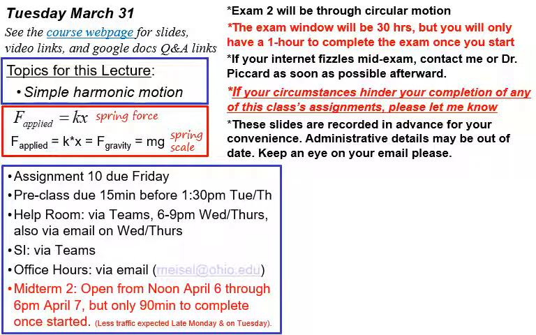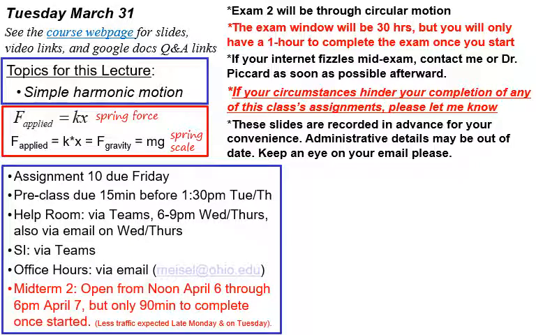Okay, the next big organizational thing is midterm 2. So originally this class was going to have 2 midterms and a final. We're now going to have 3 midterms and a final. So midterm 2 is going to cover a little bit less content. It's going to be through circular motion, so the things we covered before spring break.